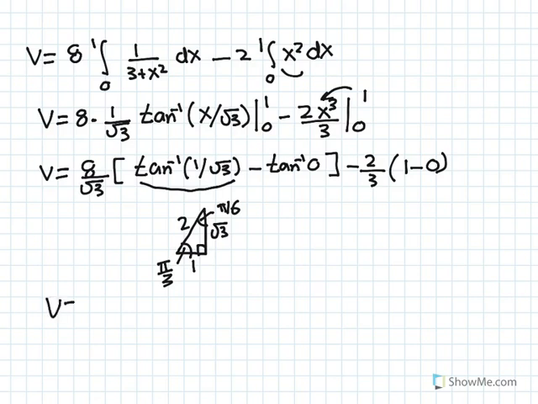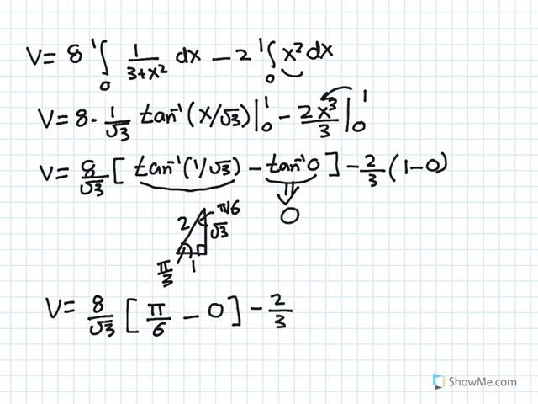So solving this, we get volume is equal to 8 over root 3 times arctangent of 1 over root 3, which is pi over 6, 30 degrees, minus arctangent of 0. What is the angle whose tangent is 0? That is just 0. Minus 0 minus 2/3. If we simplify this, we get 8 pi over 6 root 3 minus 2/3. And if we decimalize this, we find an estimate for the volume is 1.75 units cubed.